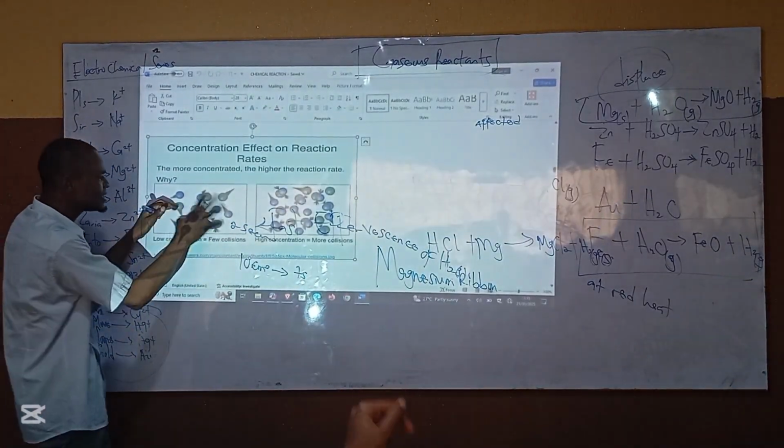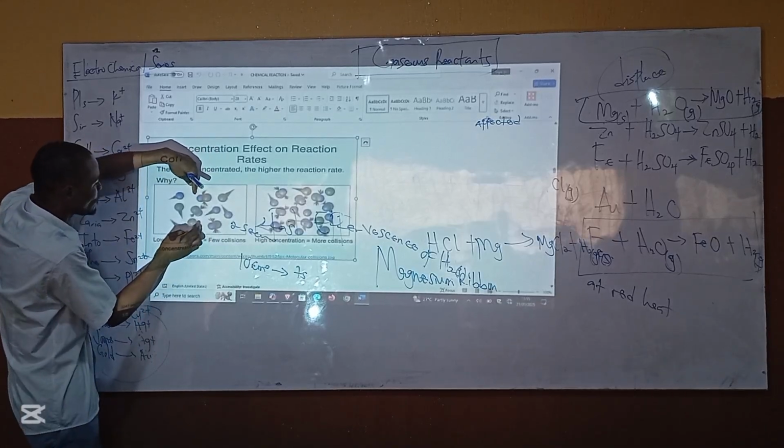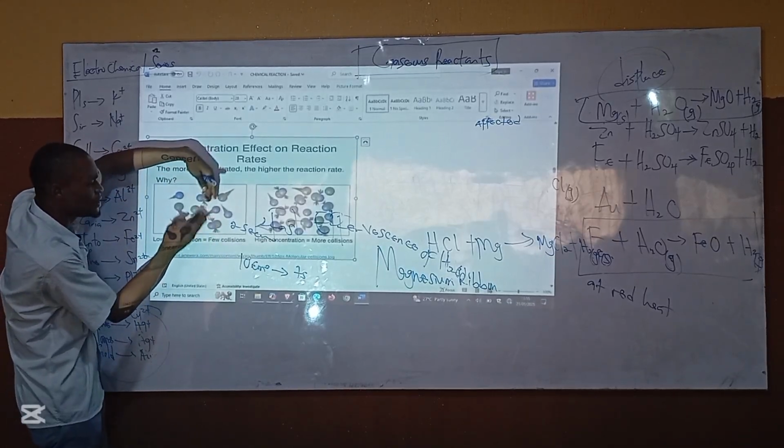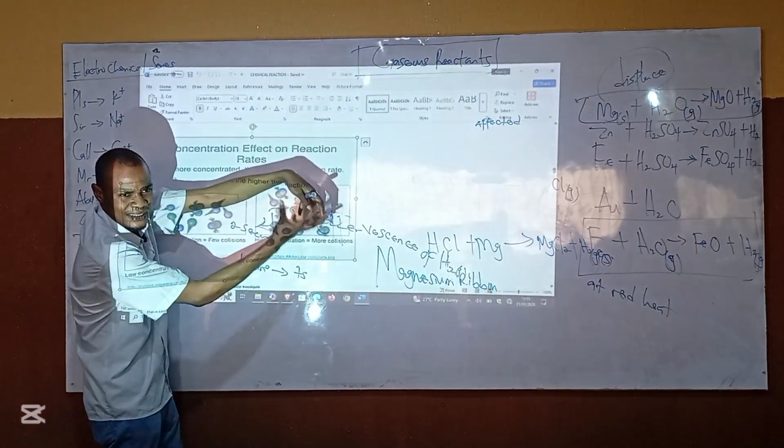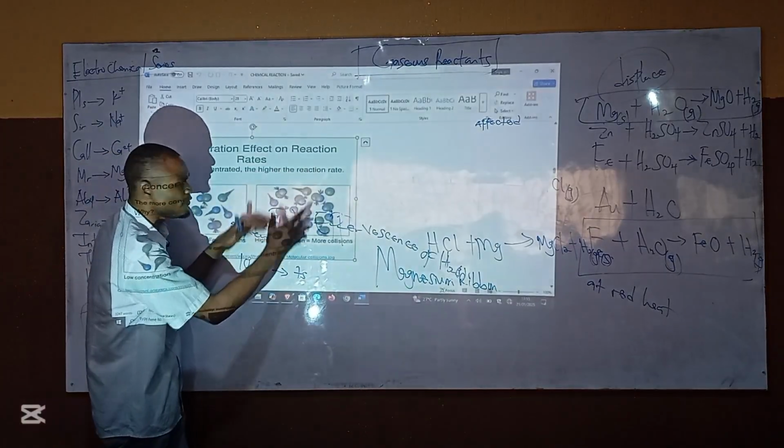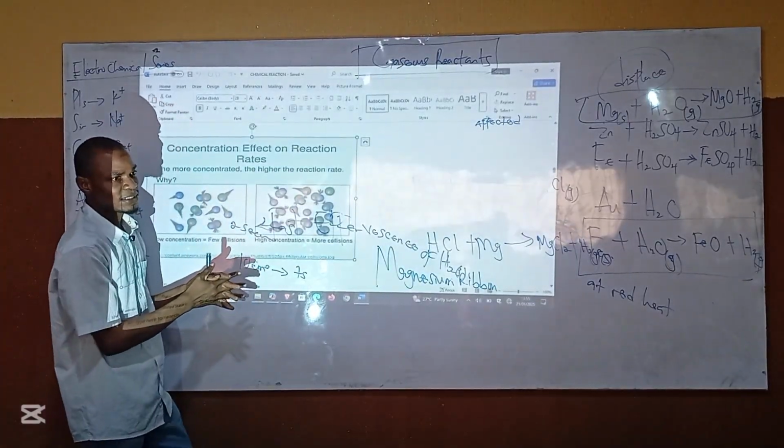Now, you can see this diagram here. You can see that the concentration is low. That's why they are not colliding very well. But you can see they jump back here because of what? The concentration is very, very high. Am I going to get it now?